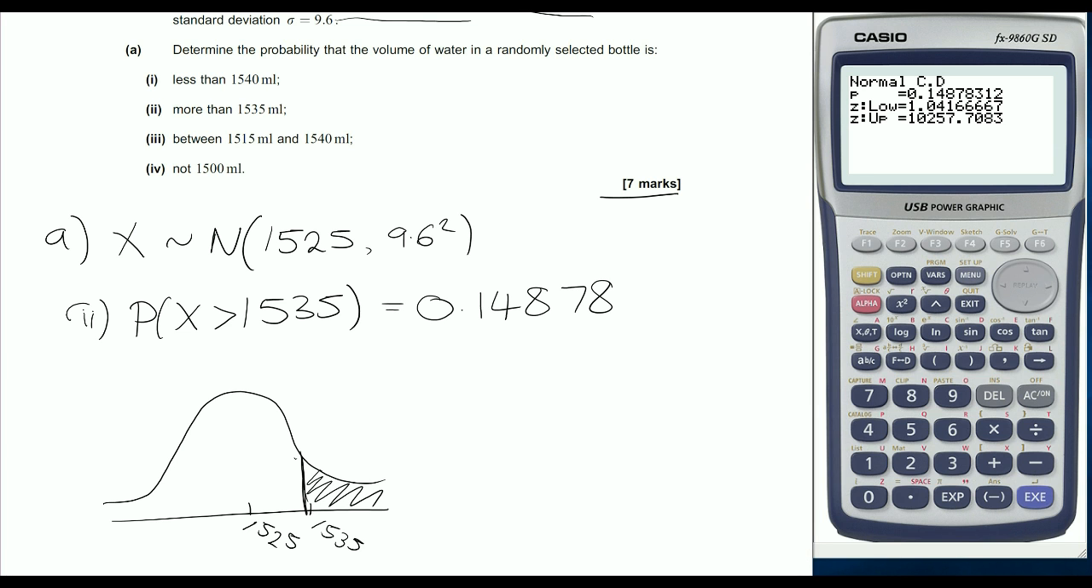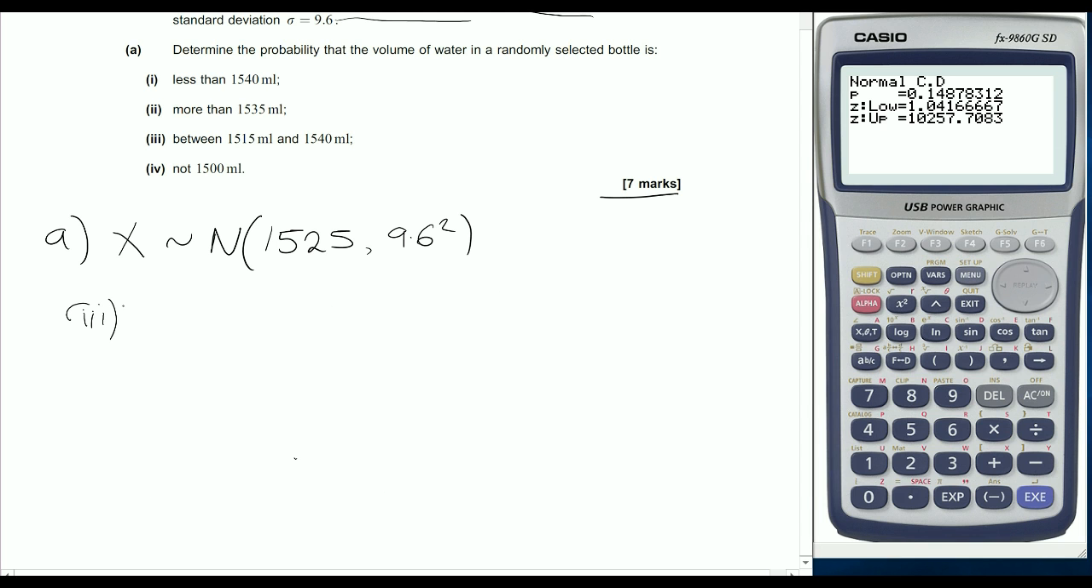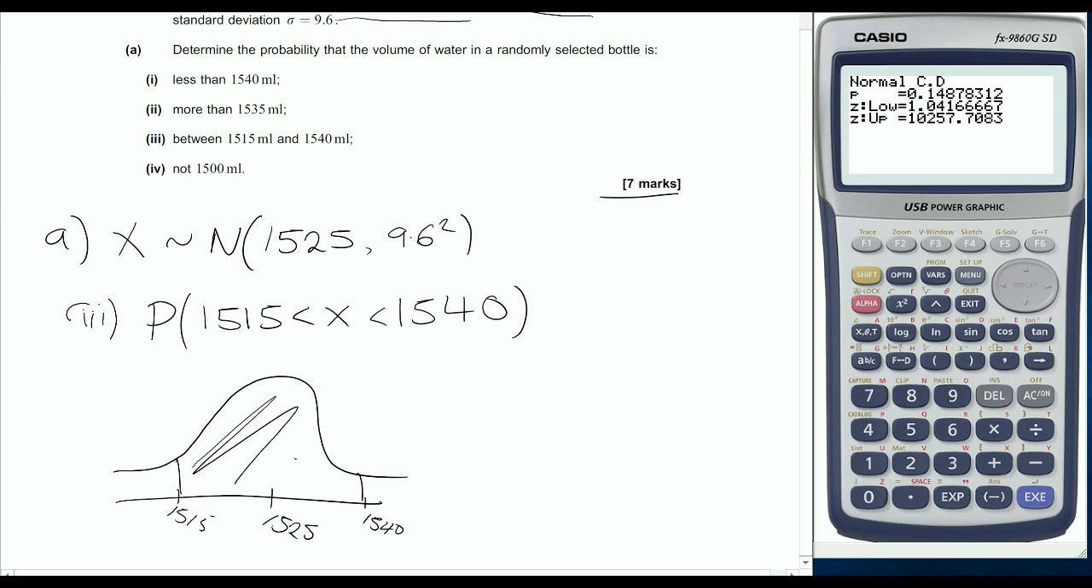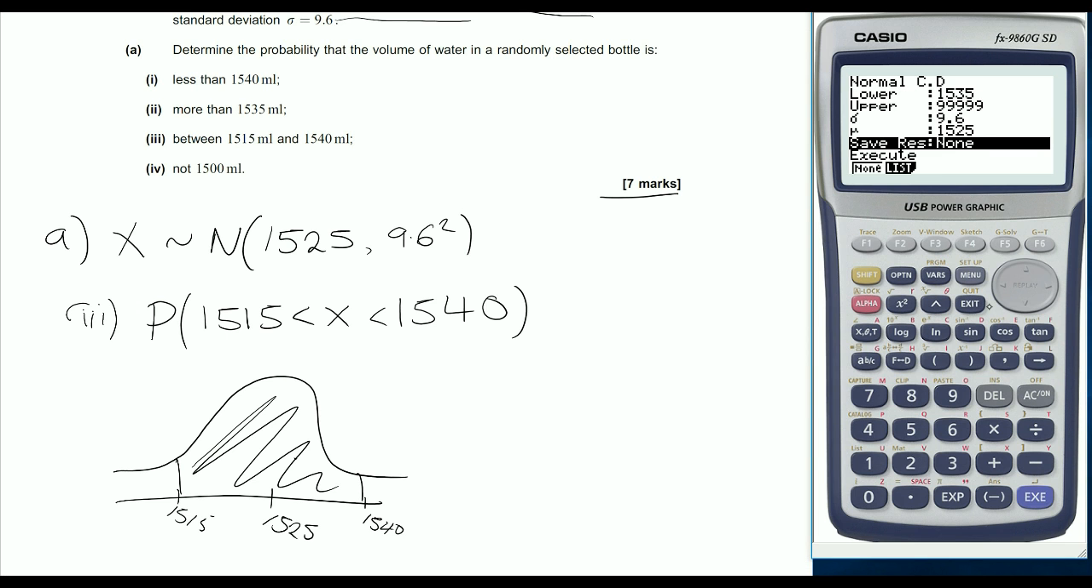If I just remove this, we'll have a look at part 3. Now this time we're looking for the probability that our variable x is between 2 values, between 1,515 and 1,540. So again, just drawing myself a quick picture. I'll make my curve a little bit better there. The mean has still remained unchanged, and we've now got an upper limit and a lower limit. So I'm looking for this area here. Changing only the upper and the lower limit, the lower limit is 1,515, and my upper limit is 1,540.